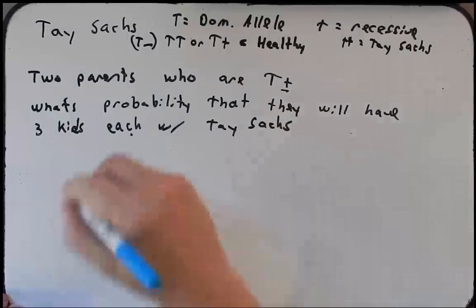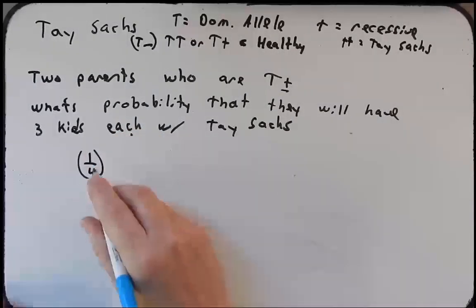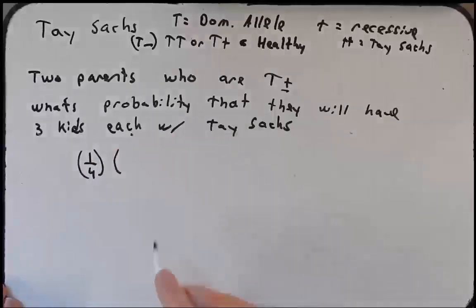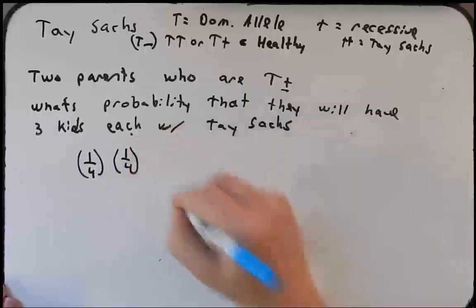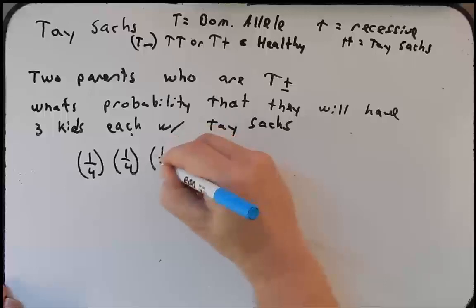So if the first kid has Tay-Sachs, that probability is 1/4. It's 0.25, but I'm going to work with fractions here. If the second kid has Tay-Sachs, there's a 1/4 chance. And then if the third kid has Tay-Sachs, it's also a 1/4.